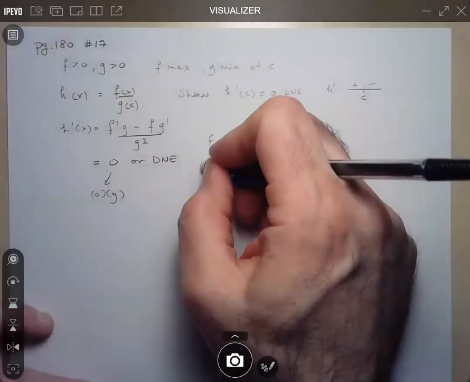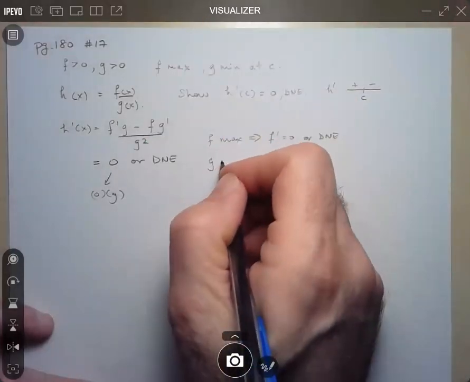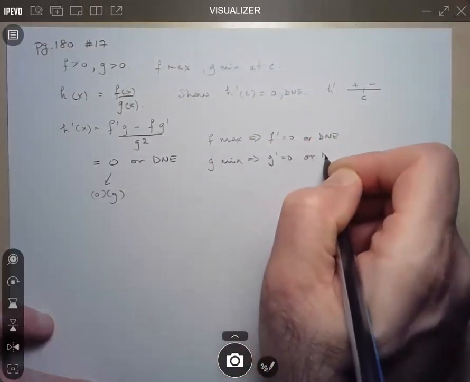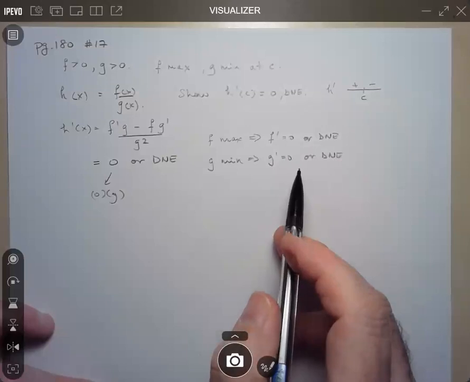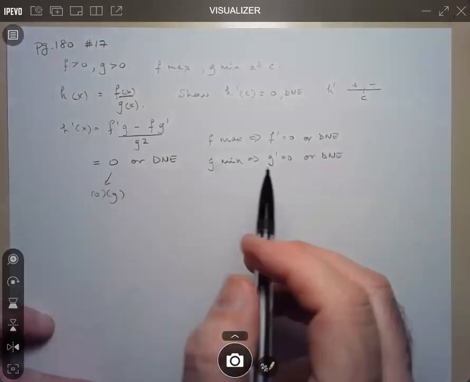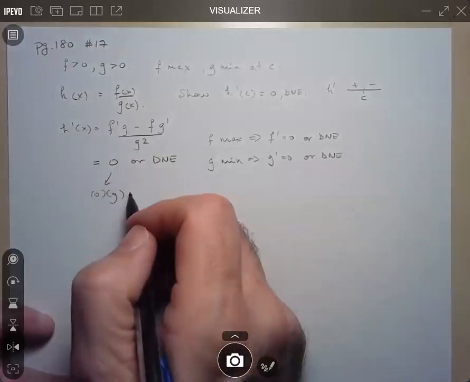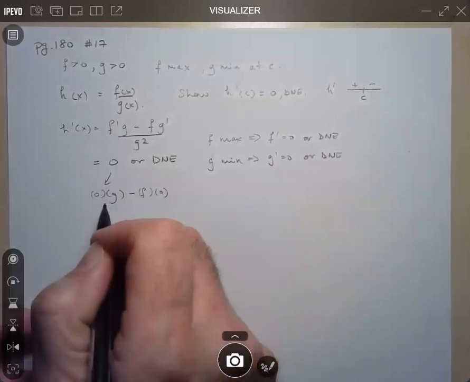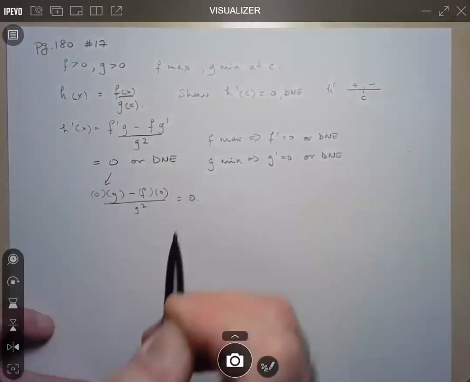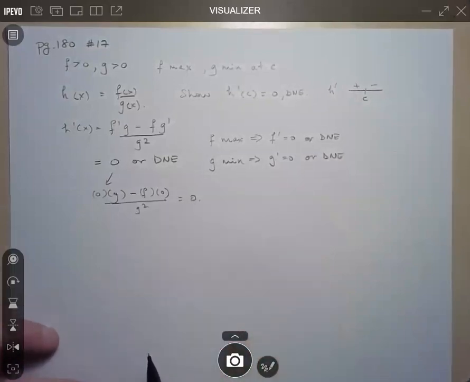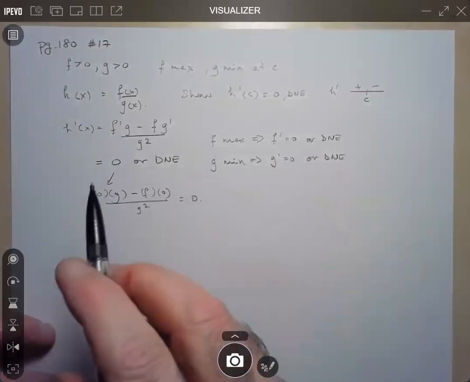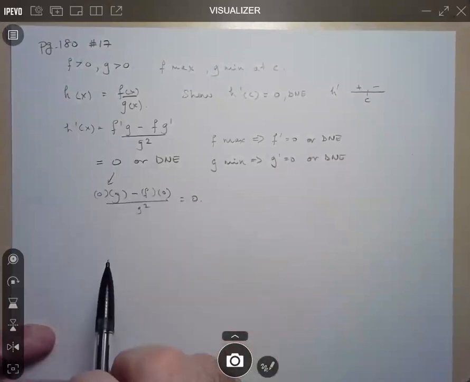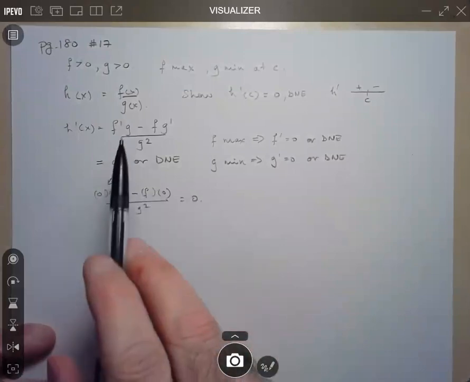Now, done. Let's look at g. g has a min, and so that means g prime is equal to 0 or does not exist. So again, if it doesn't exist, the whole thing won't exist. But if g prime is equal to 0, then here I have whatever f is times g prime, which is 0, and so equal to 0. Okay, so we have shown that there's a critical number for h at c. Okay, any questions on that part?